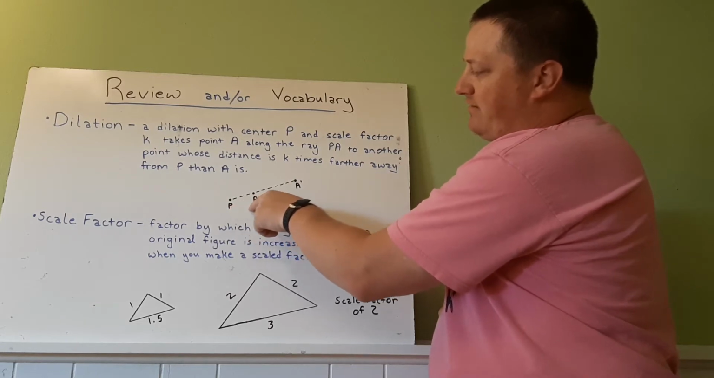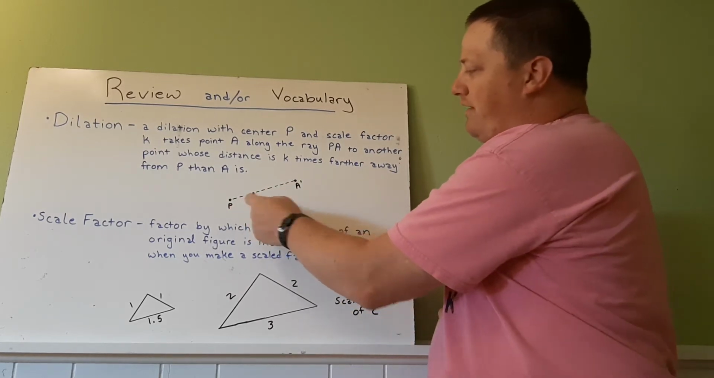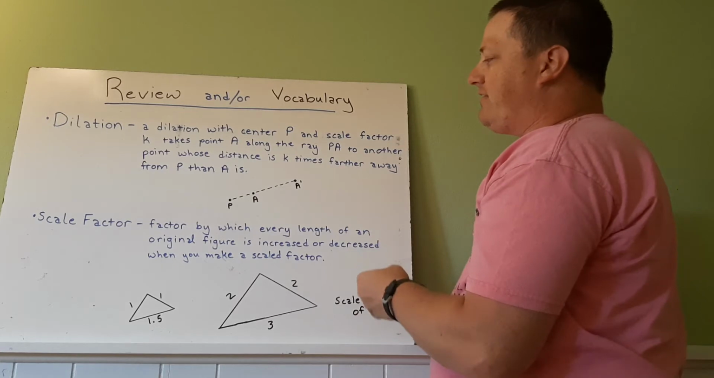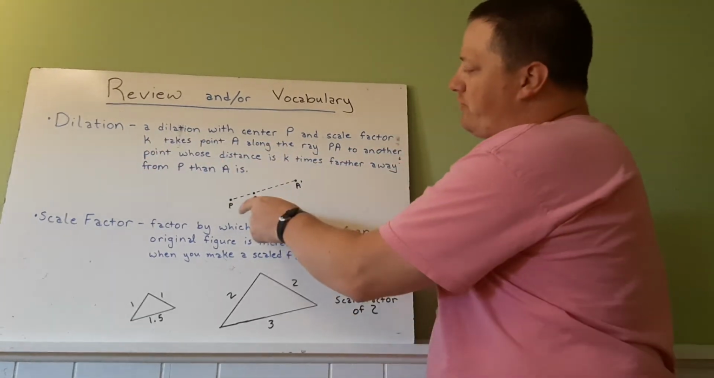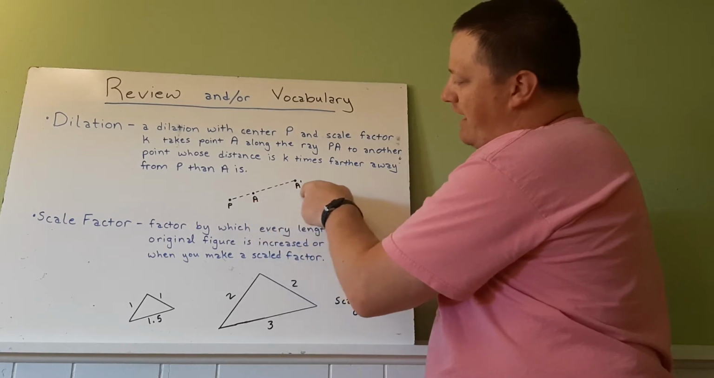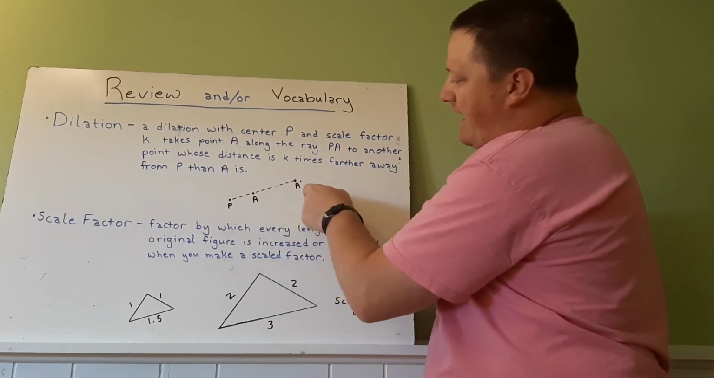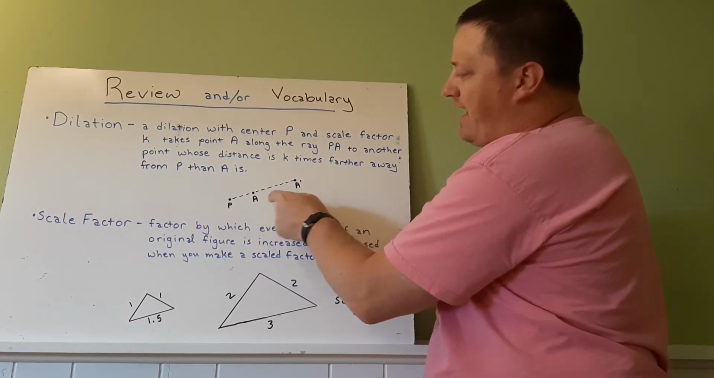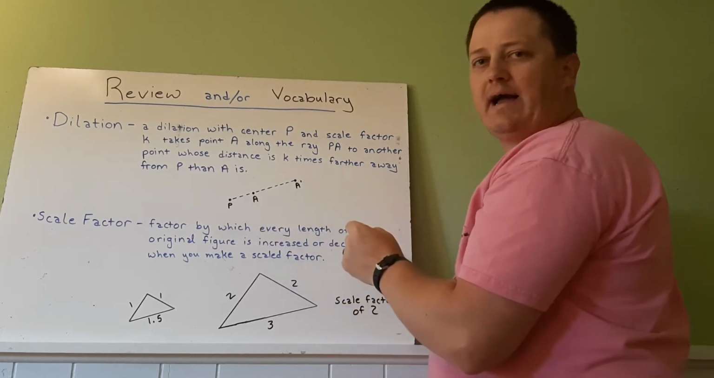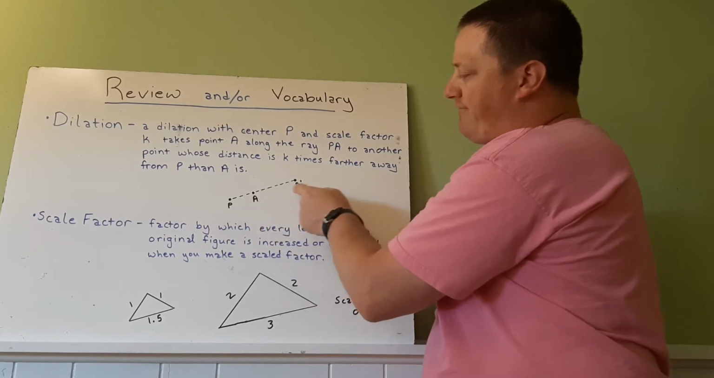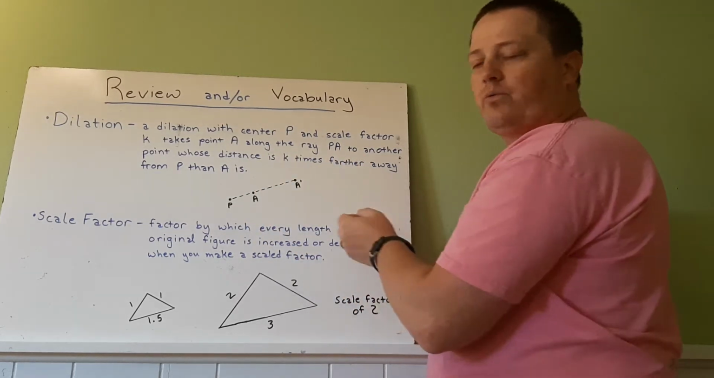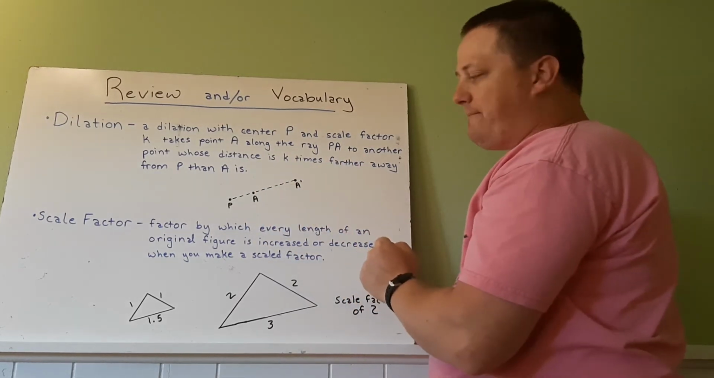A is a distance from P. Say it's 1. We have a scale factor. Say that scale factor is a K of 3. So then along this line here, P to A prime, the new version of A, would have to be 3 times the distance. So if this is 1, P to A prime would have to be 3. 1 times 3 makes 3.